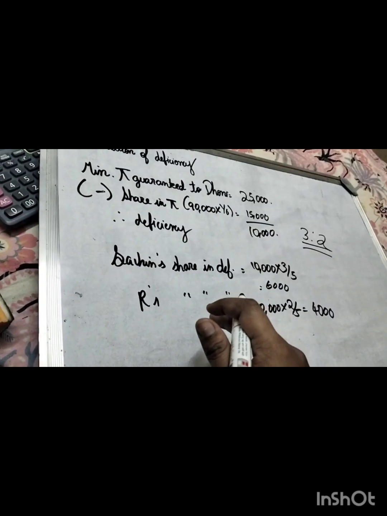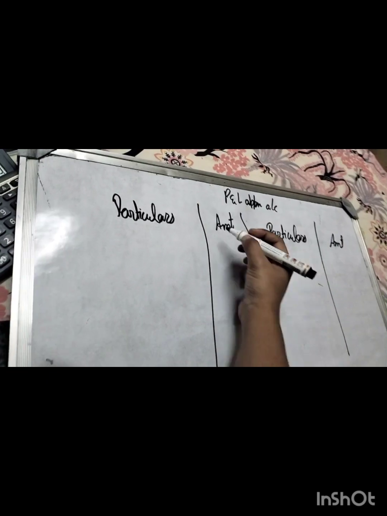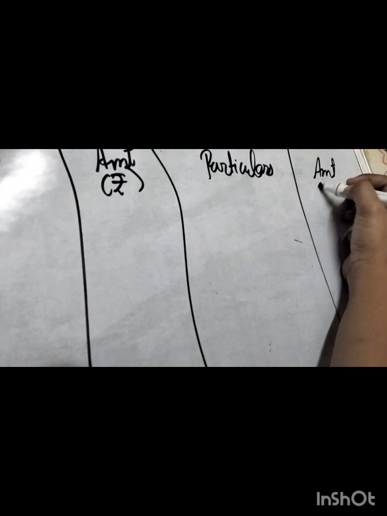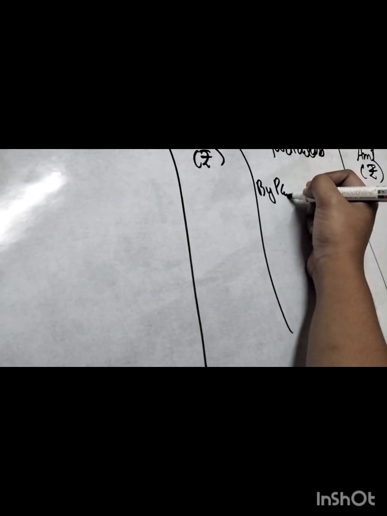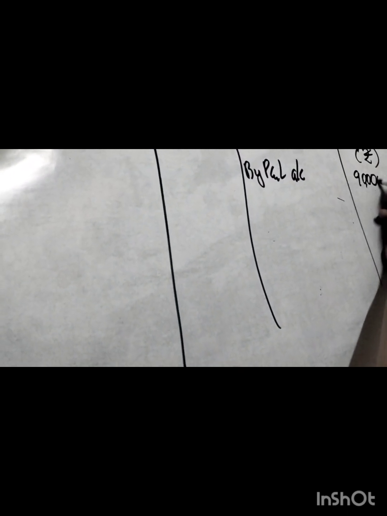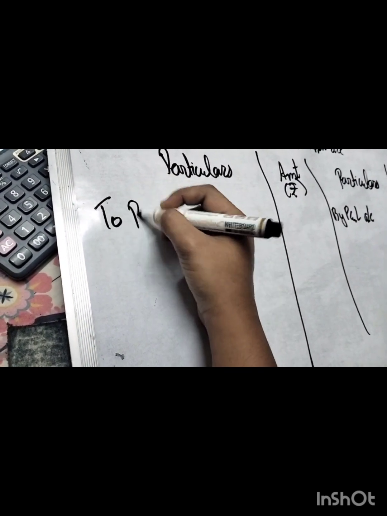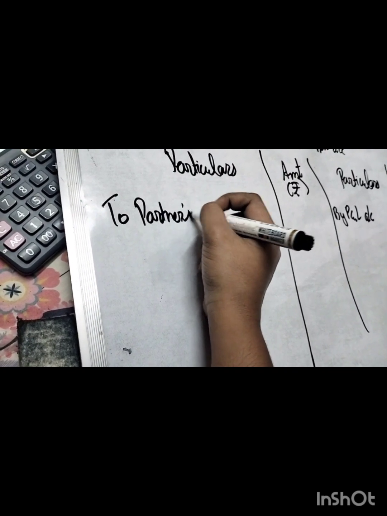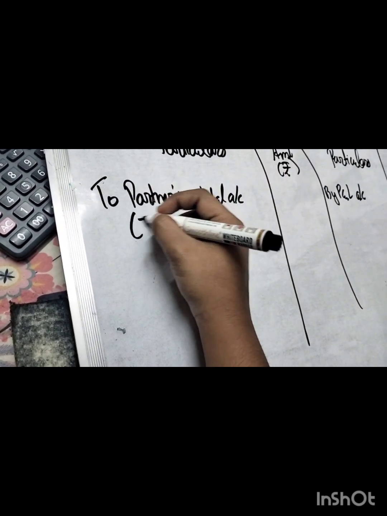I don't have enough space, so I'm just going to erase it all off and then make the P&L appropriation account. That remains the same. You write the heading, you write particulars, amount. Make sure that you write rupees, because they are waiting to cut your marks. So the first thing here is going to be by profit and loss account. The profit given in the question is 90,000. Next, here on the debit side, you write to partners' capital accounts.